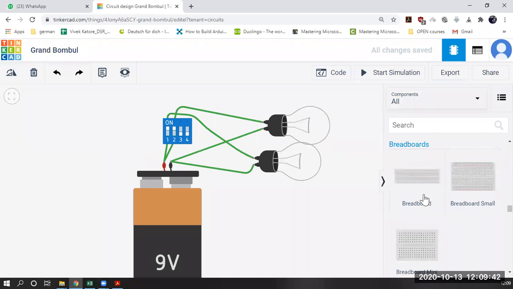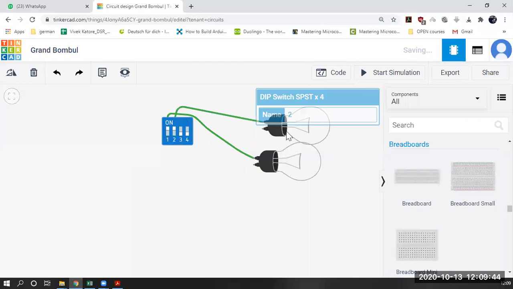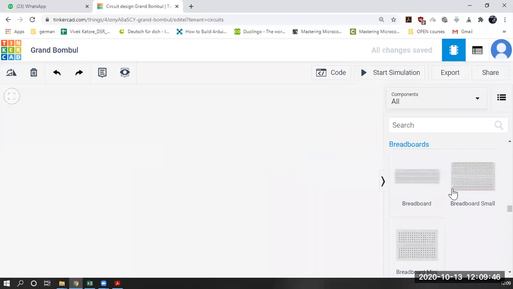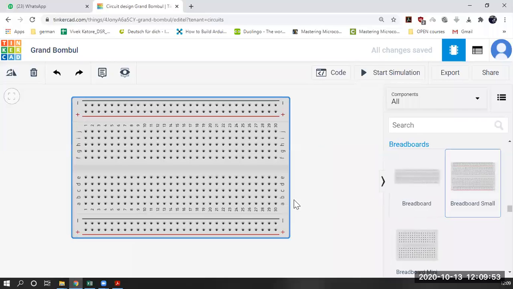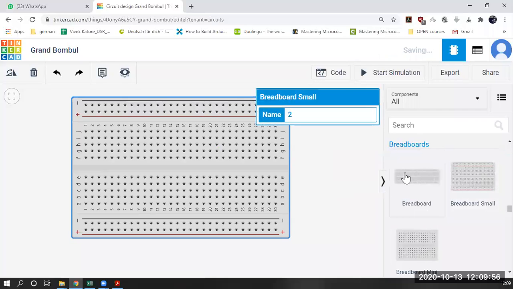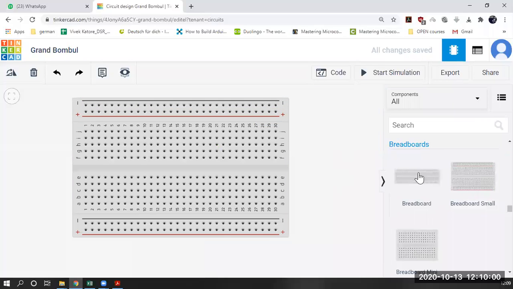All right, so let's talk about breadboards. Let me bring in one breadboard, the one called small. There are actually three types of breadboards. All of them work the same, only their sizes are different. There are a few changes, but I won't tell you about them because those are not very big changes. When we use the big breadboard and the small breadboard, I will tell you what the difference is.